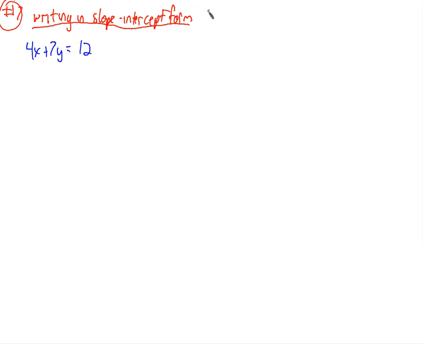So remember, the slope-intercept form is y equals mx plus b. There are two things to check to see if you're in slope-intercept form. First of all, do I have y by itself? When I say y by itself, I mean 1 times y, not 4 times y, not 7 times y. 1 times y equals mx plus b.